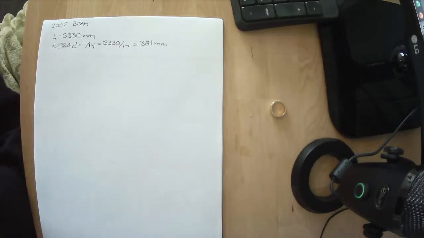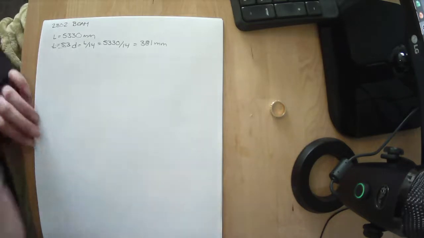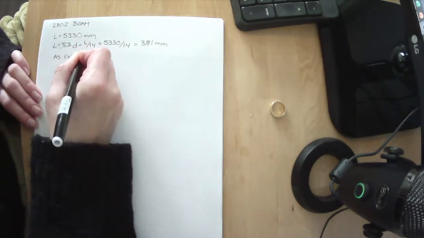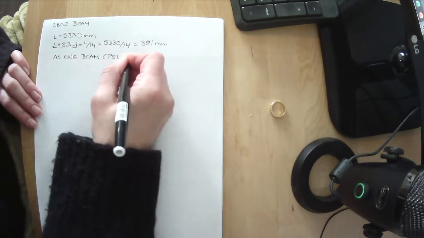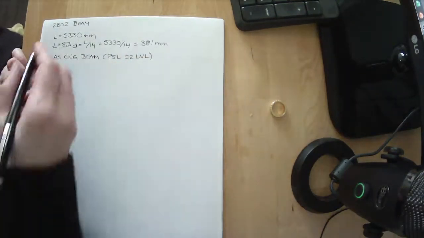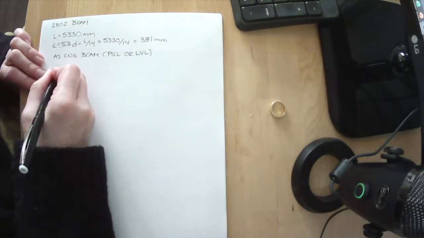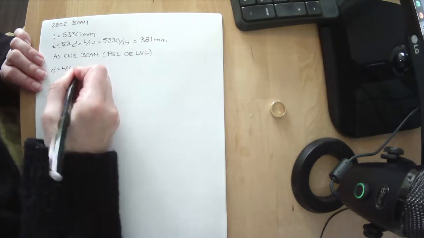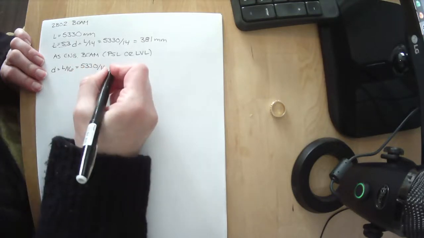So what I would suggest is trying some of our engineered lumber. So this would be an engineered beam. So as an engineered beam, which means PSL or LVL is what we would want to go with for this. Okay, so our length hasn't changed, but the sizing guideline is L divided by 16, or 5330 divided by 16.